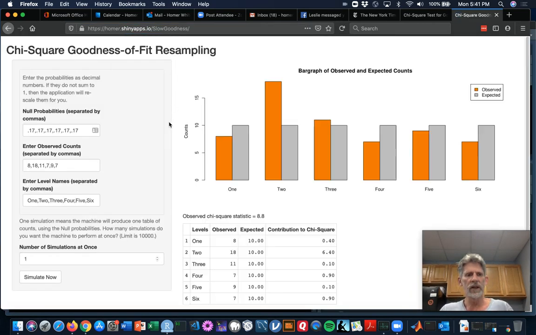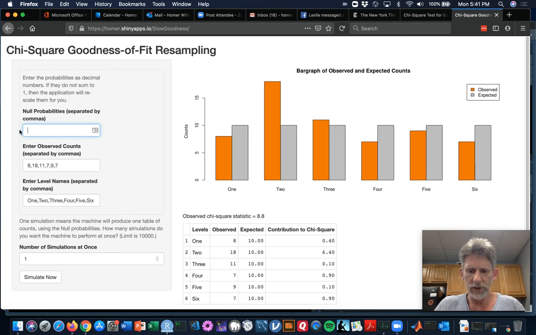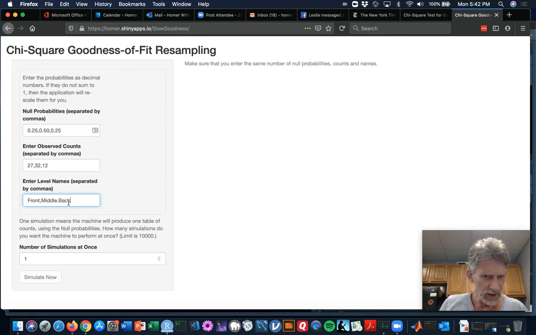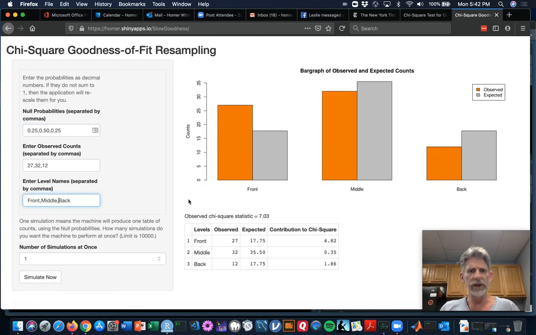Okay, here we go again. So the three probabilities were 0.25, 0.50, and 0.25. Make sure to separate them by commas. And the observed counts were 27 preferred the front, 32 preferred the middle, and 12 preferred the back. And how about we use front, comma, middle, comma, back as our names? There's a comma, there we go.